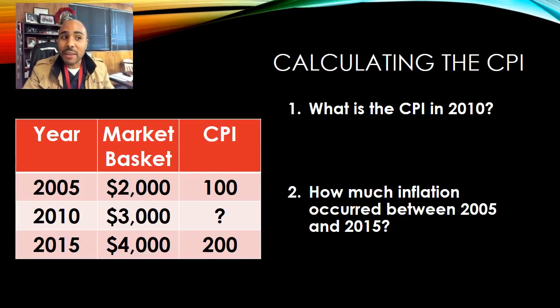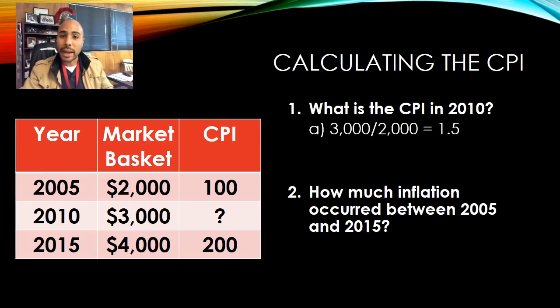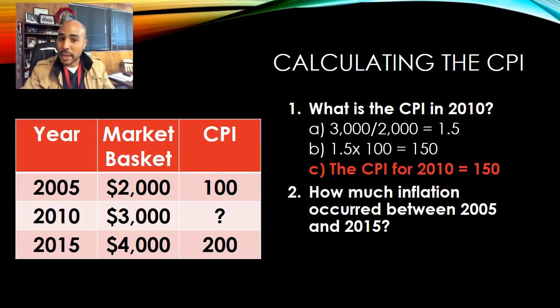You can see that in 2005, the CPI is equal to 100. So that automatically tells us, we don't even have to think about it, 2005 is our base year. So what we do is we take the market basket cost in 2010 and we divide it by the market basket cost in 2005. So 3,000 divided by 2,000 gives us 1.5. Now we take 1.5 and we're going to multiply by 100. 1.5 times 100 is equal to 150. So therefore, the CPI for 2010 is 150.